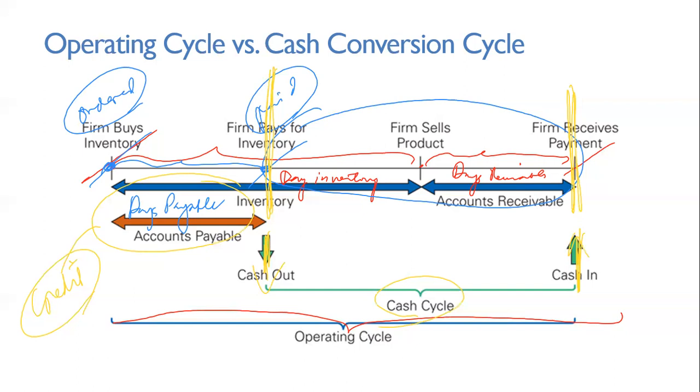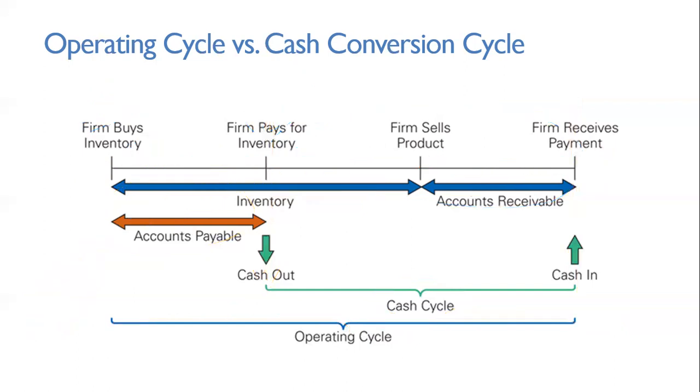So our objective is to shorten the cash cycle and the operating cycle as much as possible. The key term that I'm mentioning is as much as possible, because it depends on your risk appetite. If you have a low risk appetite, then shortening the cash conversion cycle only has a limit.